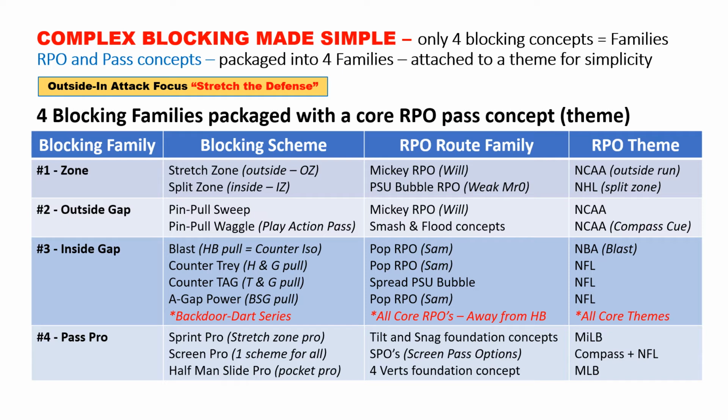Third one is inside gap, where we're going to run now our counters. We'll use first a blast, which is just an ISO, and then you have the opportunity to select what you want to run, whether it's counter tray, counter tag, and A gap power. And last, then we do what we call a backdoor series, meaning we're going to run RPOs away from the H-back. Number 4 then is just our pass pro, and we use 1 pocket pass pro, 1 sprint pro, and then we have 1 screen scheme for all the different tempos we use with our screen offense.